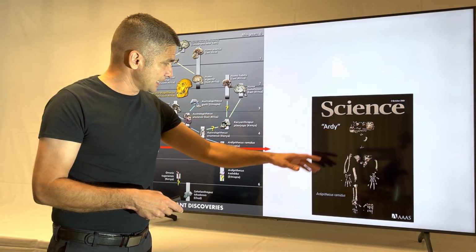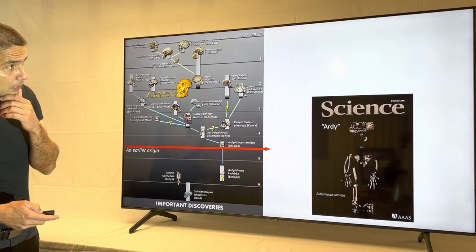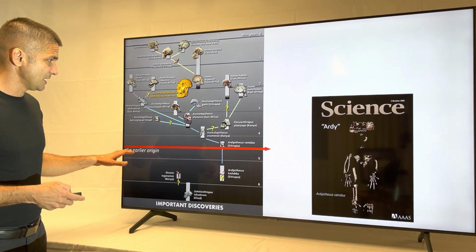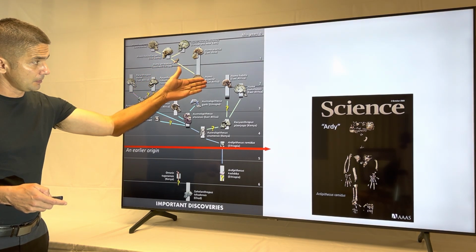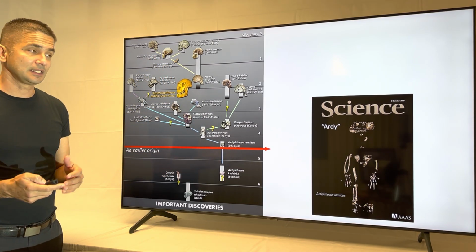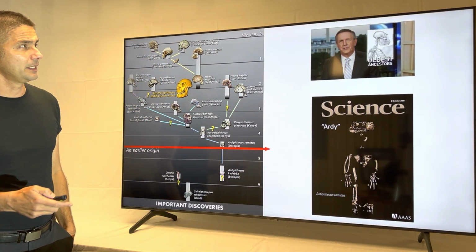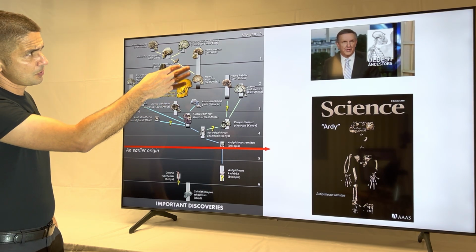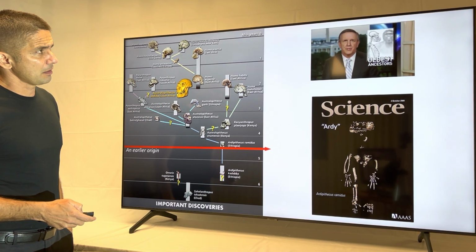This is a fossil, again, that was discovered not too long ago, in 2009, that suggests that the origins of the branch that led to humans is perhaps much earlier than what we thought earlier. This was a discovery that made it all over the news around the world.